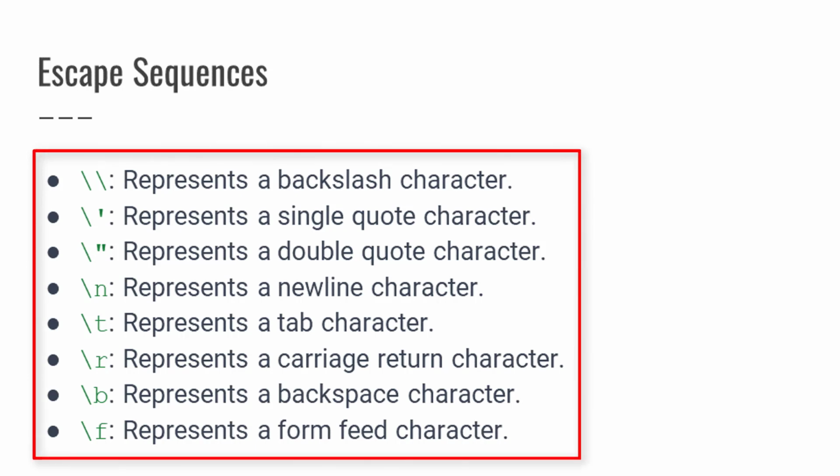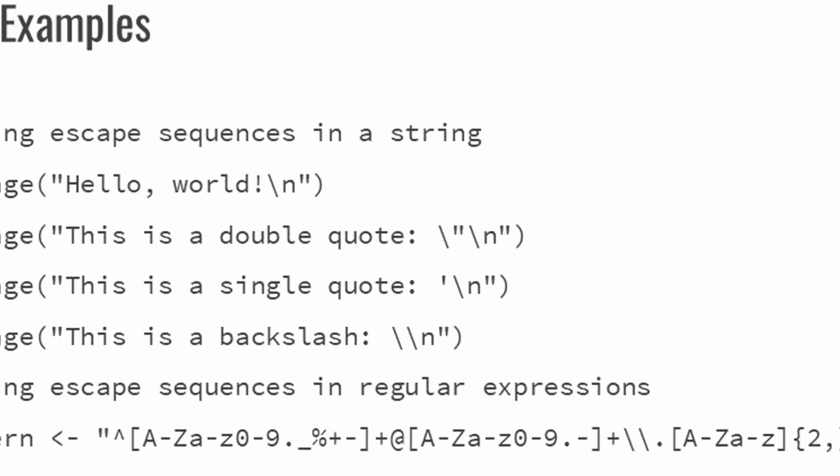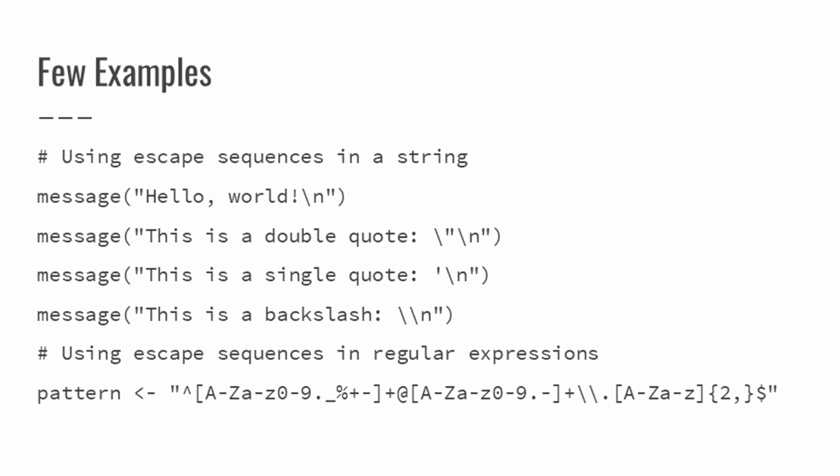Double backslash represents a backslash character. Backslash single quote represents a single quote character. Backslash double quote represents a double quote character. Backslash n represents a new line character. Backslash t represents a tab character. Backslash r represents a carriage return character. Backslash b represents a backspace character, backslash f represents a form feed character. Here are some examples of using escape sequences in R.